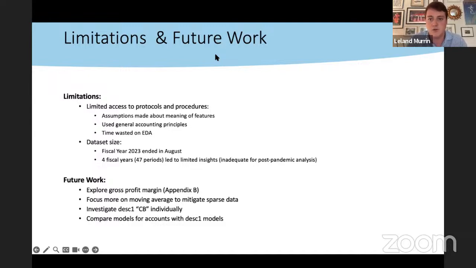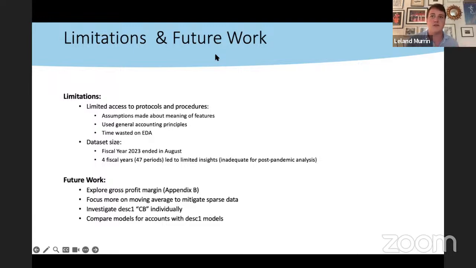You had to use general accounting principles as opposed to the specific accounting principles that might be used by this firm. Also, the data set size was really limiting. It's just 4 years worth of data. It would have been a lot better to be able to use a longer period of data, especially since most of it that we ended up finding to be useful was post-pandemic. That's also only 3 years, so it led to some limited insights. And then for future work here, I was asked to conduct some analysis on gross profit margin as opposed to total transaction amount as well, which you can see the beginnings of in Appendix B.